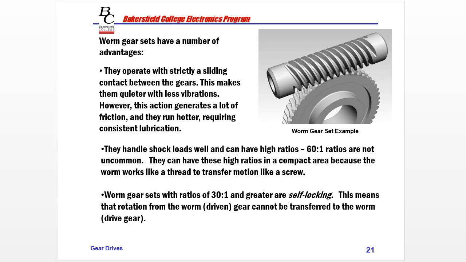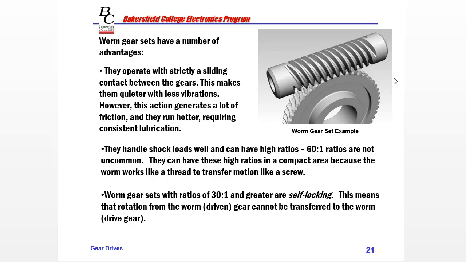Worm gear sets have advantages. They operate with strictly a sliding contact between the gears. Here's another great illustration of the meshing of the gears. It makes them quieter with less vibrations. However, there's so much metal-to-metal contact here that they generate a lot of friction. So the friction causes them to run hotter, requiring constant lubrication to keep them cool.